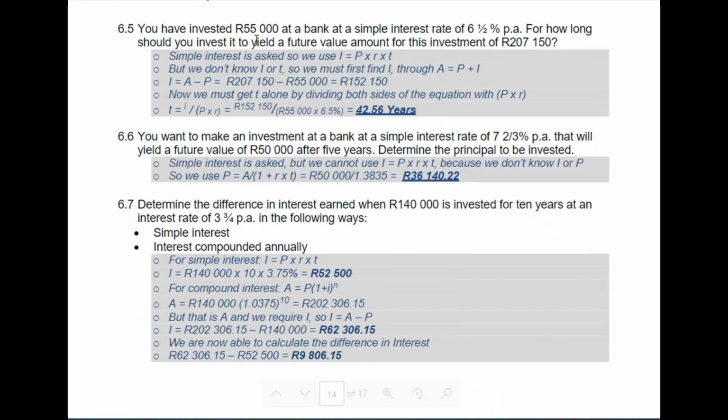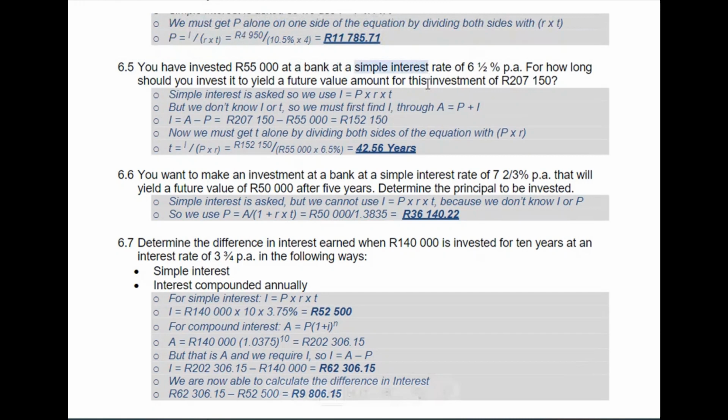6.5. You have invested 55,000 at a bank at a simple interest rate of 6.5% per annum. For how long should you invest it to yield a future value amount of this? Okay, so what do you have? This is simple. You have the principal and you have the future value. So the interest is simply the difference between the two. You already saw the words simple interest in the question.